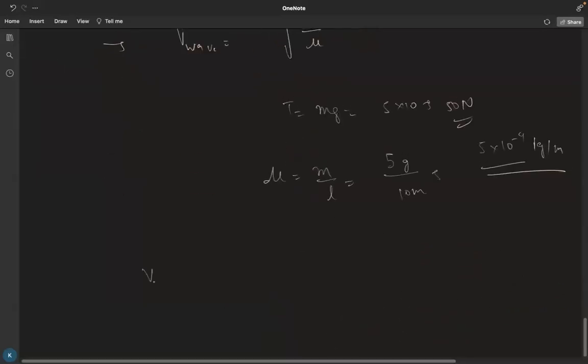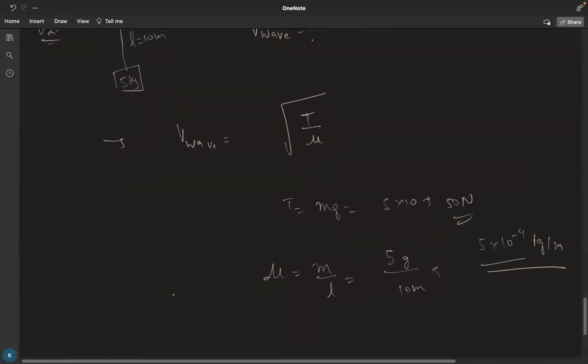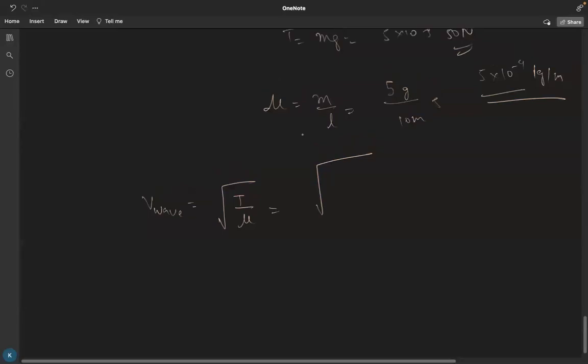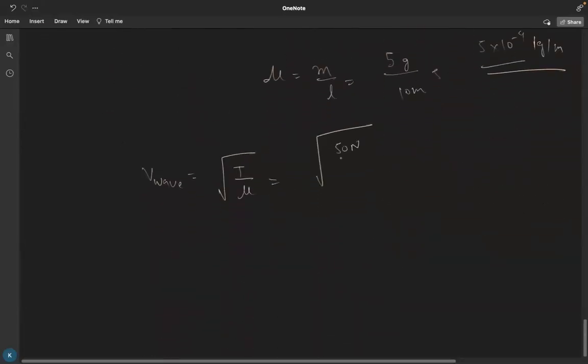Now just put it into the given formula, right? So it will be root under T by mu, and when we put it here, the tension is 50 Newton, and mu is 5 into 10 to the power minus 4, and the unit is meter per second. And this will get 10. So it will be 100 root 10 meter per second. When you solve this, you will get this answer, right? It is equal to 100 root 10 meter per second.